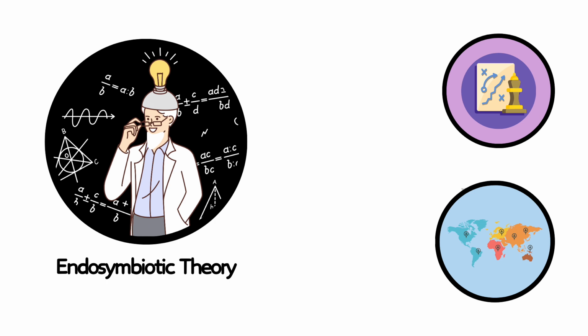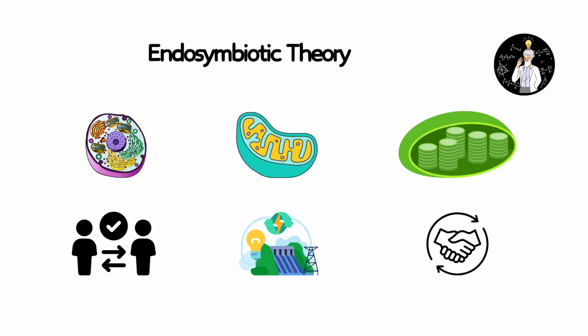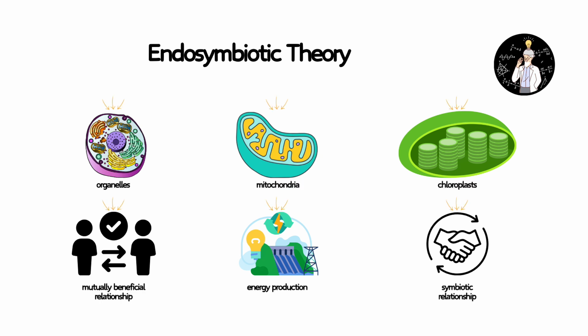6. Endosymbiotic Theory. The endosymbiotic theory, proposed by Lynn Margulis in the 1960s, explains how complex cells, eukaryotic cells, evolved from simpler ones, prokaryotic cells. According to this theory, the organelles within eukaryotic cells, such as mitochondria and chloroplasts, were once independent prokaryotic organisms that began living inside larger cells, in a mutually beneficial relationship.